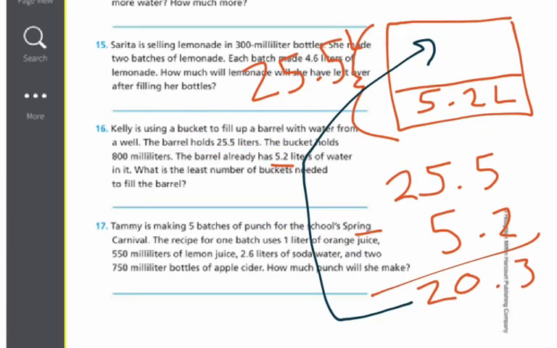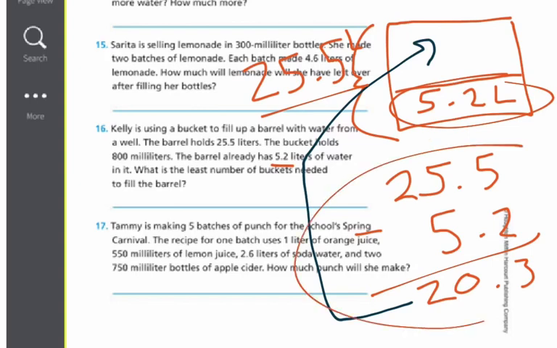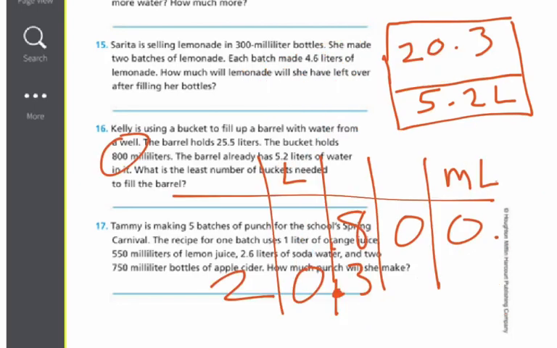I've drawn my part-whole model. Comparison, but it's more of a comparison bar. The whole barrel holds 25.5. You have 5.2 liters already full, so I compare those and I end up with 20.3, 23 tenths is the volume of the rest of the barrel. So 23 tenths for the rest of the barrel. Each bucket holds 800 milliliters.